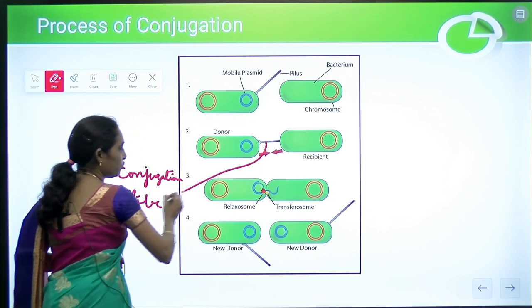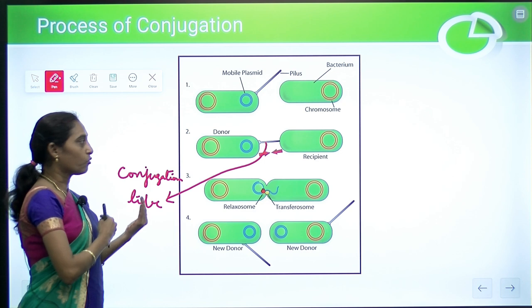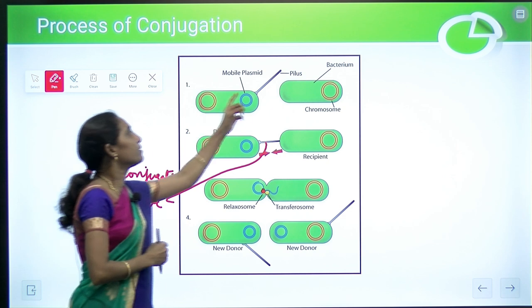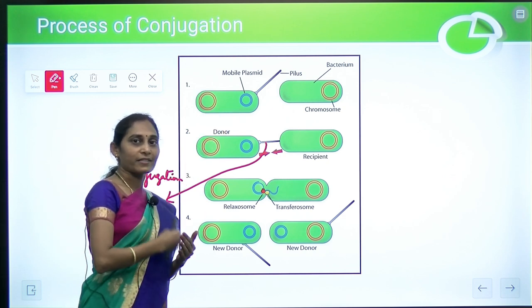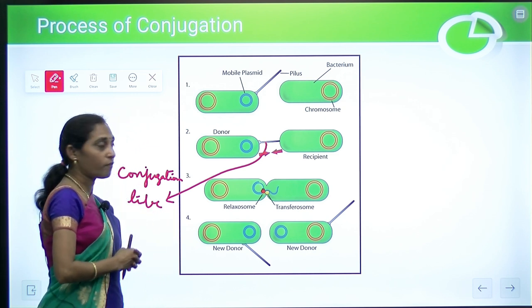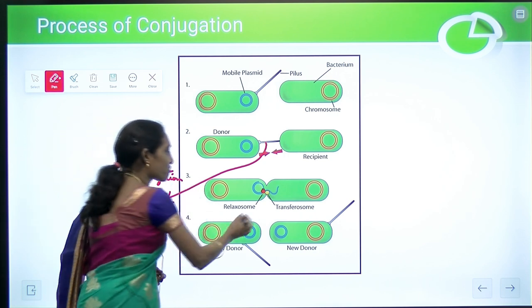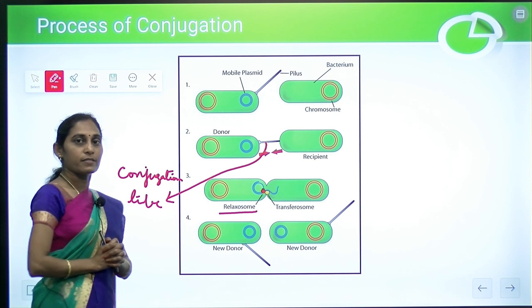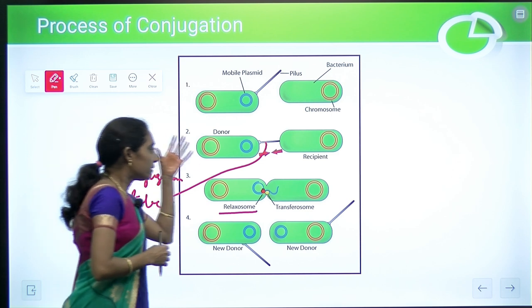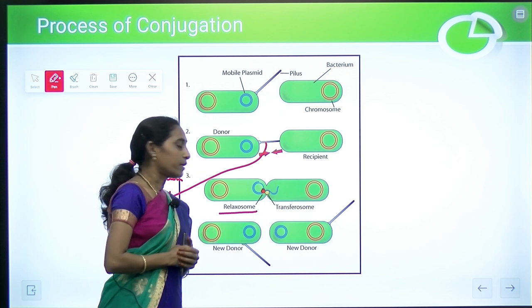It is the conjugation tube present between the two cells, donor and recipient, established by sex pili because of activation of some genes that are responsible for synthesis of membrane binding proteins. And in the next step, a relaxosome. Relaxosome is nothing but DNA binding proteins. They cause the movement of the nicked DNA from donor to recipient cell.